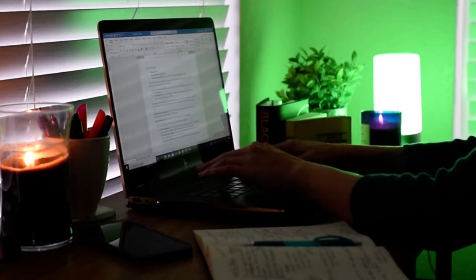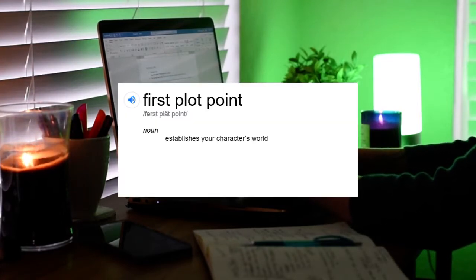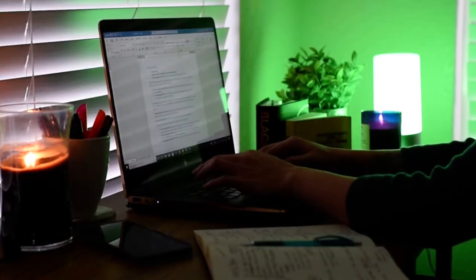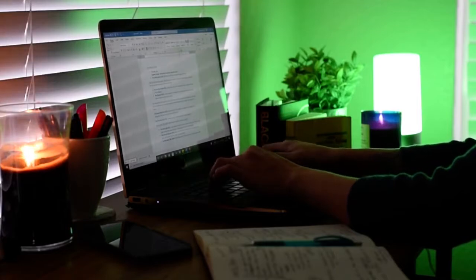The first act ends at the first plot point. It is the end of the story setup. The setting, plot, the main characters, all in all, your world should be established. This will lead you to the second act.